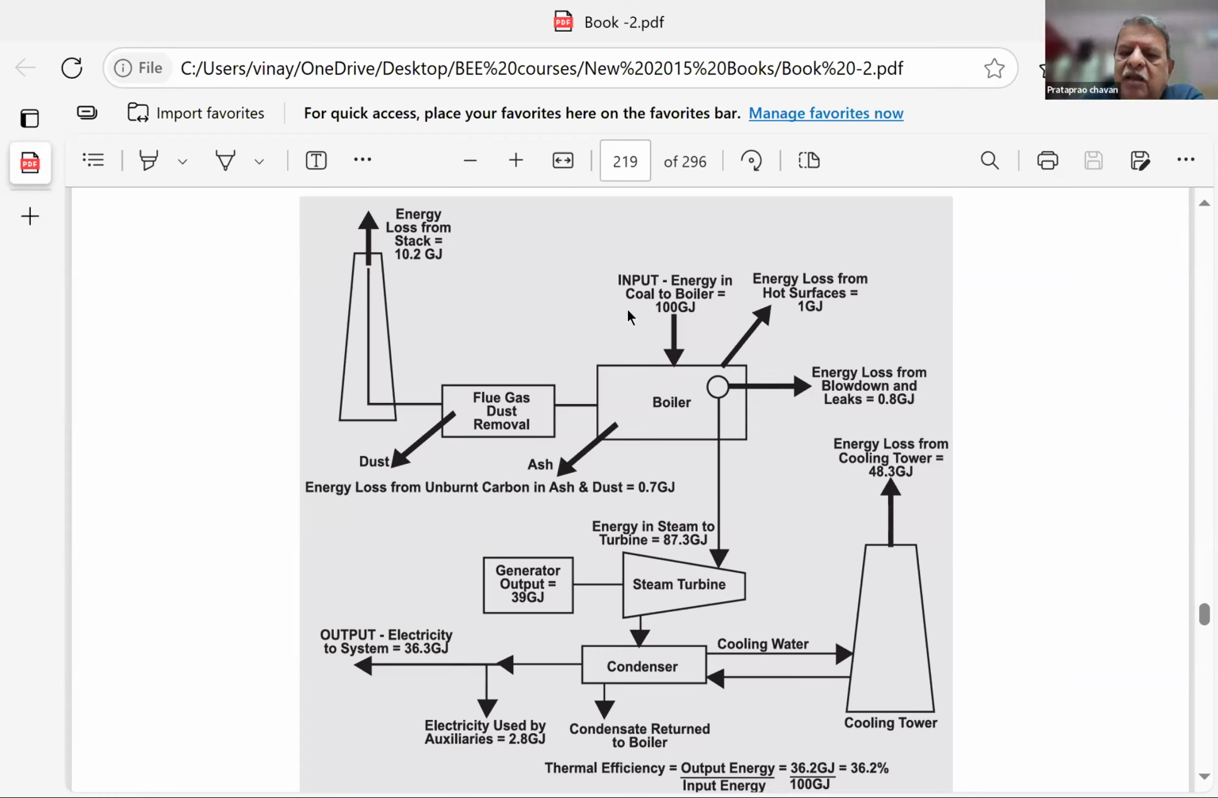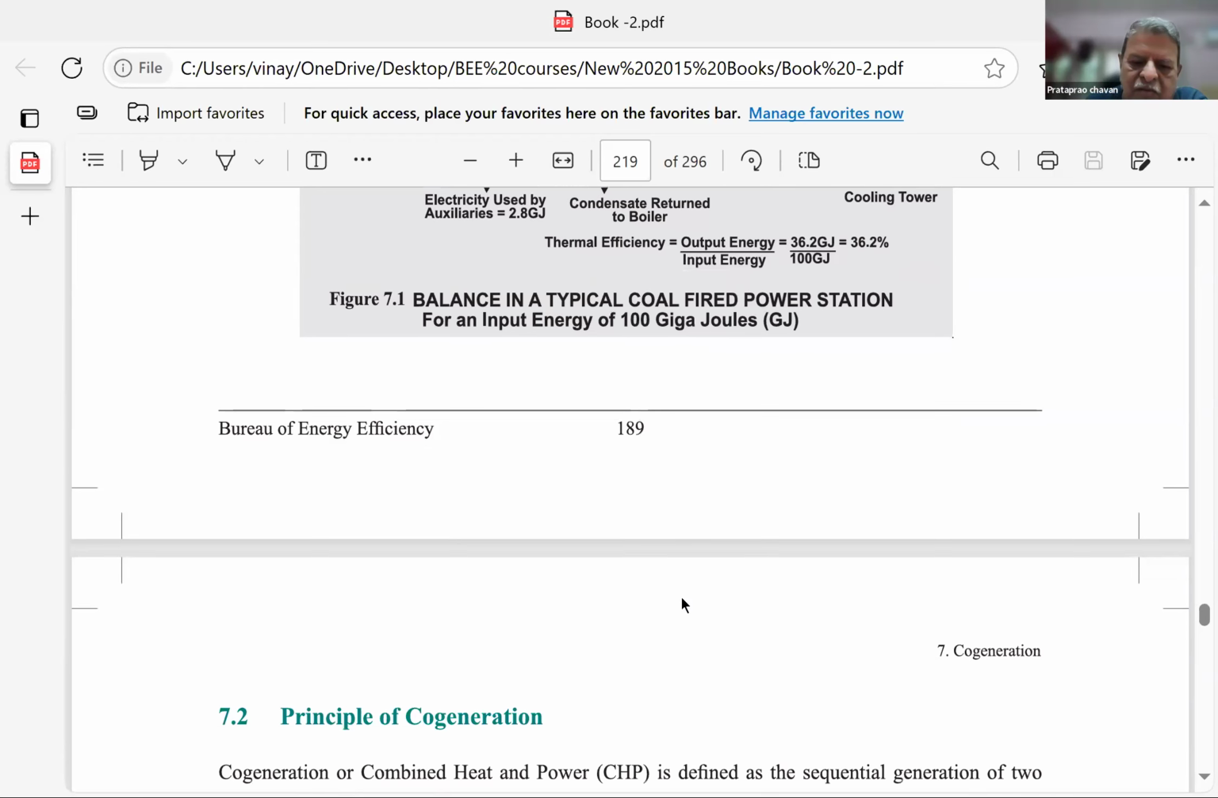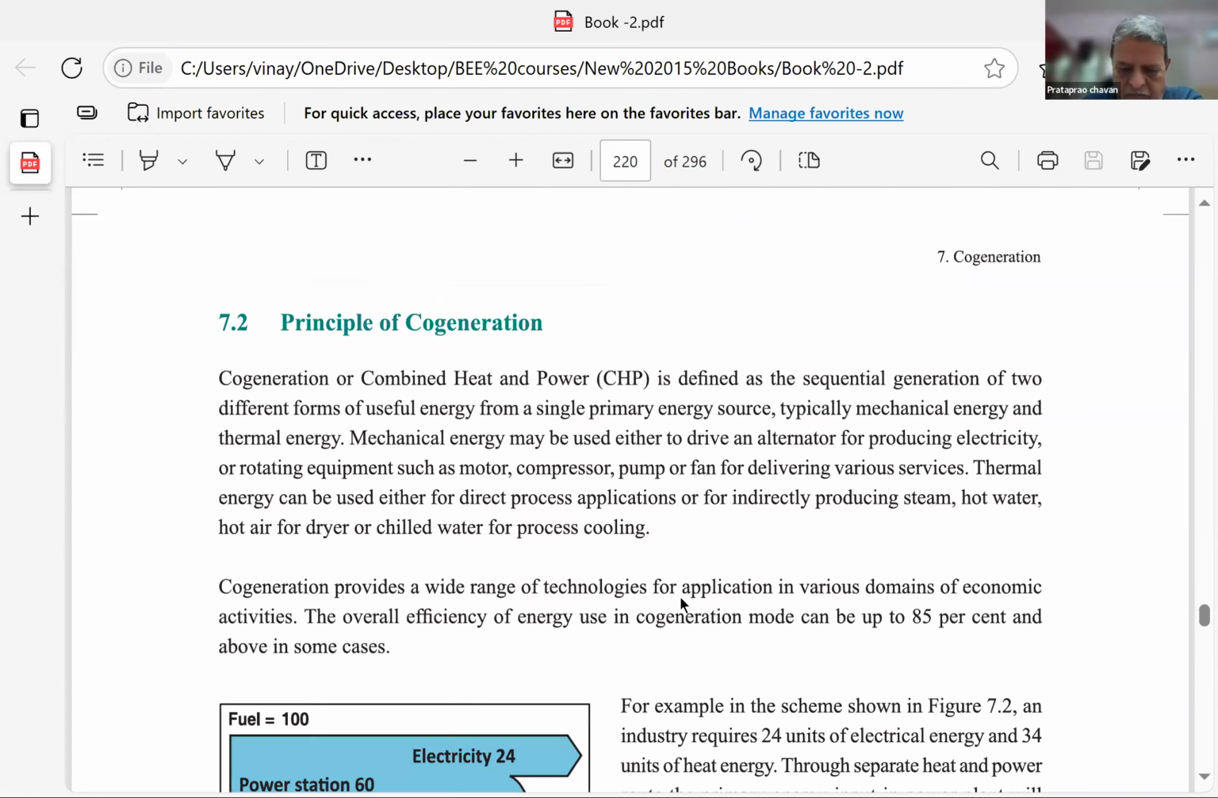Okay, then all the losses are indicated. Loss going through the hot surface, energy loss from blowdown, and so on and so on. And a heat balance is created here. This is just an illustration. When we solve the actual problem, then you will realize what the use of the different parameters is.